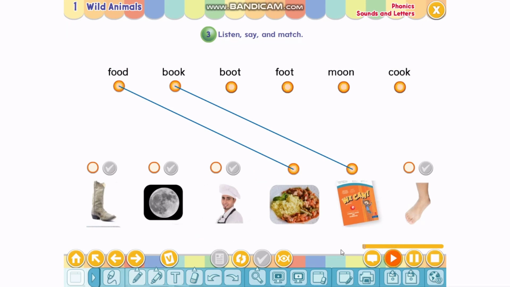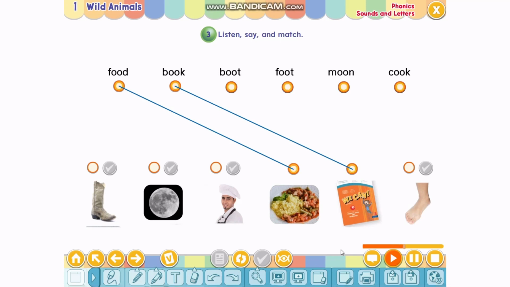Are you ready? Let's practice first. O-O says, ooh, ooh, food, food. O-O says, book, book.